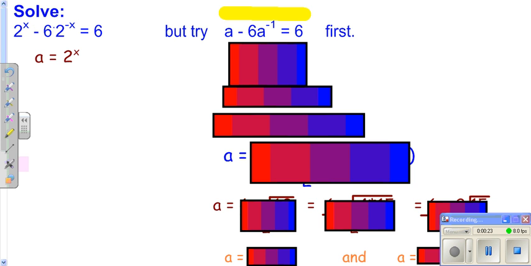All we have done is to replace your 2 to the x with an a. Your 2 to the negative x then becomes an a to the negative 1. Now, most people should find it easier to solve this one here. So we're going to remember that we're really going to solve it for a, and then at the end we'll have to plug in our 2 to the x to finish the problem.